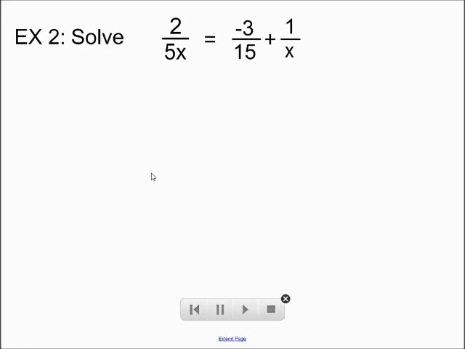All right, let's do another one. We can't do cross products here because we got this addition over here. So instead what I'm going to do is look to get rid of the denominators. I'm going to multiply each term by the least common multiple of the three terms. So the least common multiple of the three terms is 15x. So I'm going to go ahead and multiply every single term by 15x.